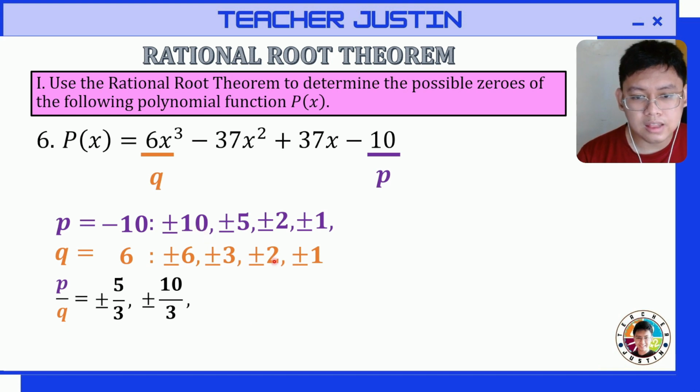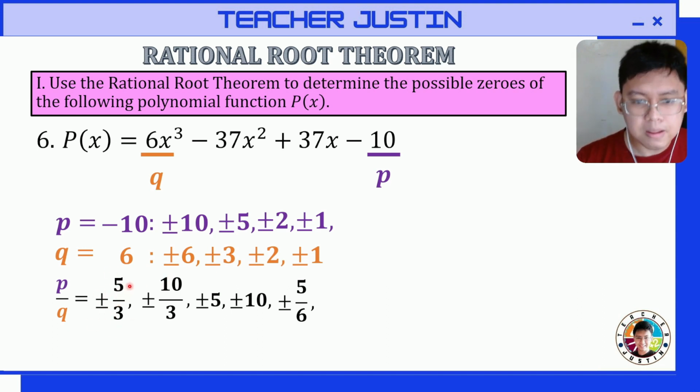Then, 10 divided by 2. So, 10 divided by 2 is 5. So, positive, negative, 5. 10 divided by 1 is, we have 10. So, positive, negative, 10. Now, si 5 naman, divide natin sa Q. 5 divided by 6 will be 5 over 6. So, positive, negative, 5 over 6. 5 divided by 3 is 5 over 3. So, 5 over 3, meron na tayo dito nun. Positive, negative, 5 over 3.